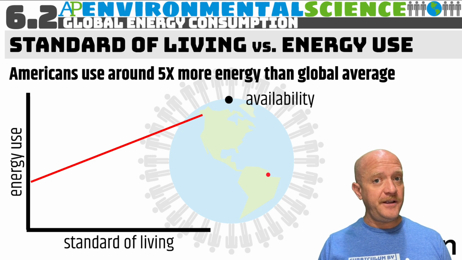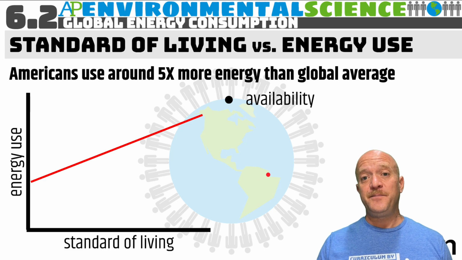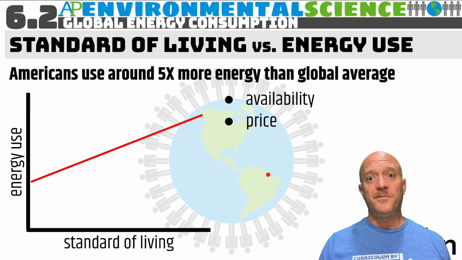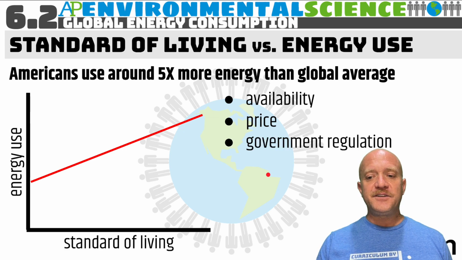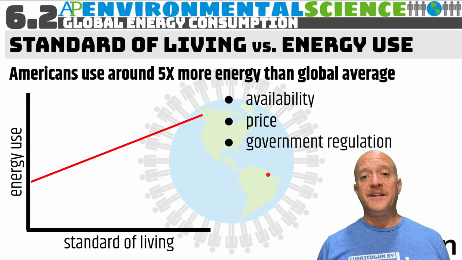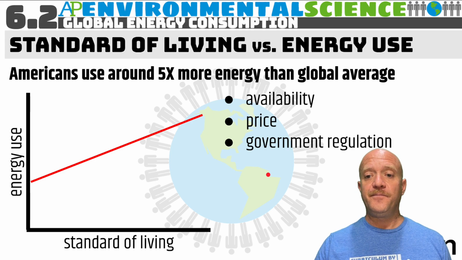We are a large country. We have different energy resources. That makes it relatively cheap, so most people can afford it. And also we have the government regulating it. So the government may provide subsidies for different types of energy to bring the prices down.